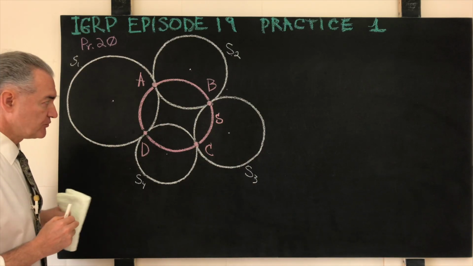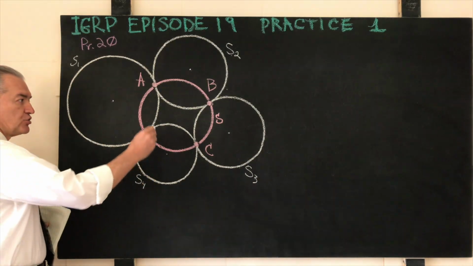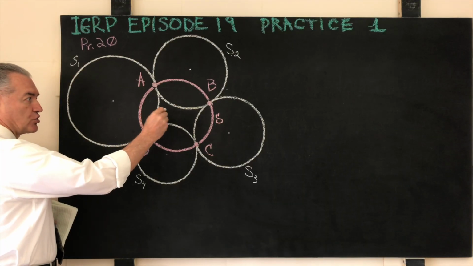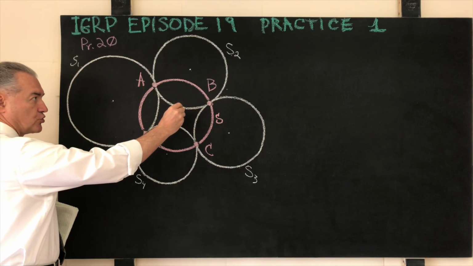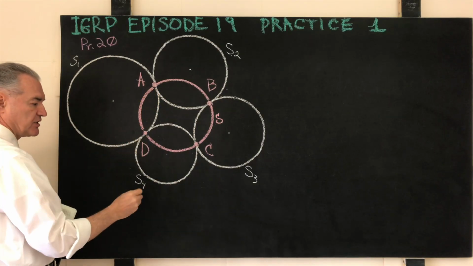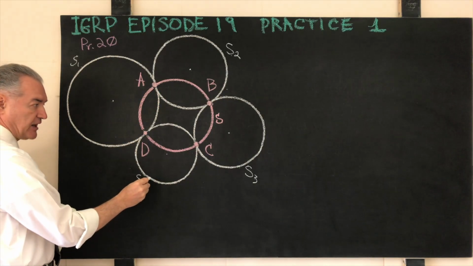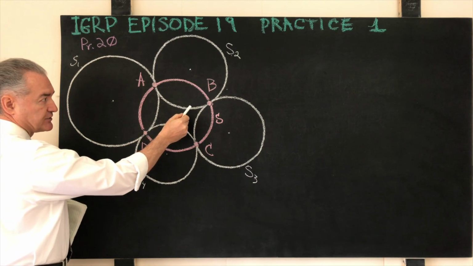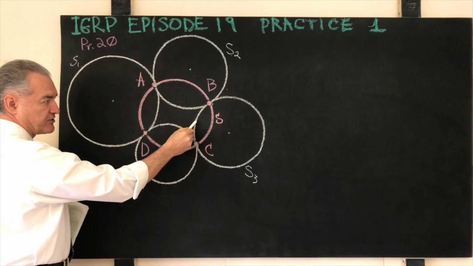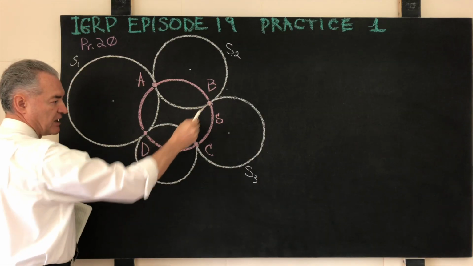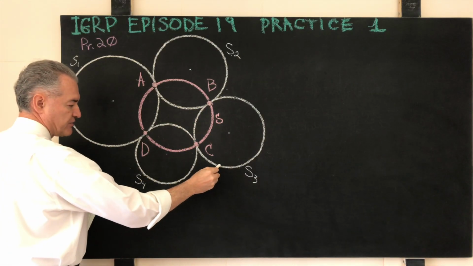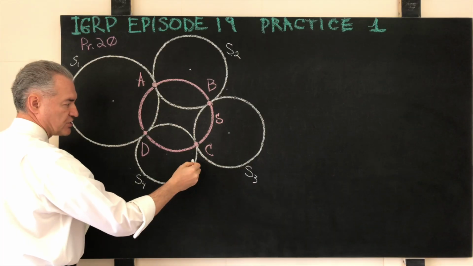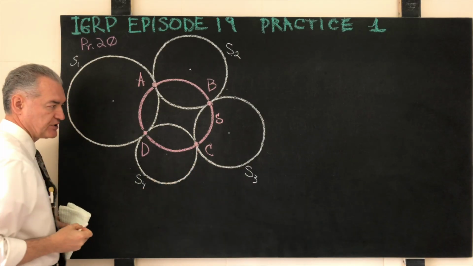That means that, again, for demonstration purposes, the circle S1 touches the circle S2 externally at the point A, while touching the circle S4 externally at the point D. The circle S2 touches the circle S3 externally at the point B, and the circles S3 and S4 touch each other externally at the point C.